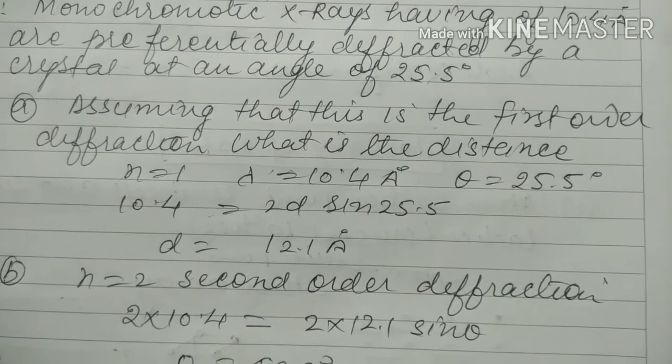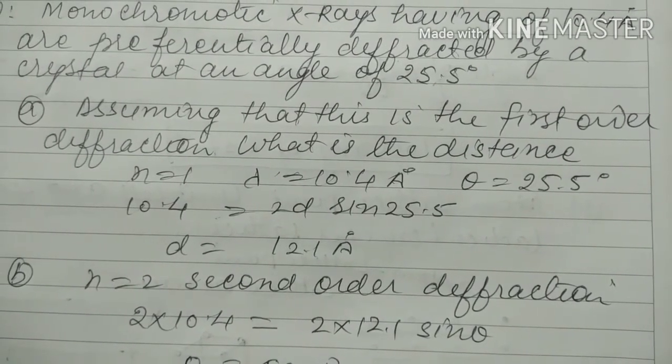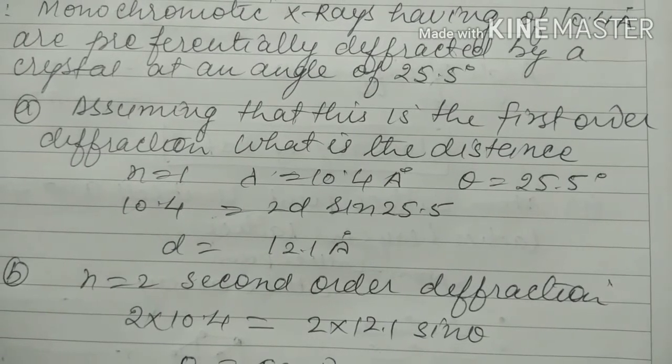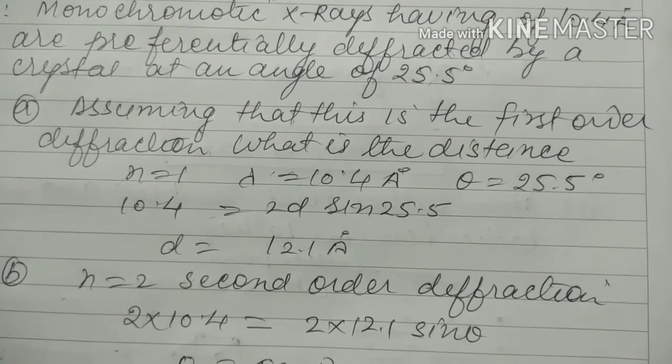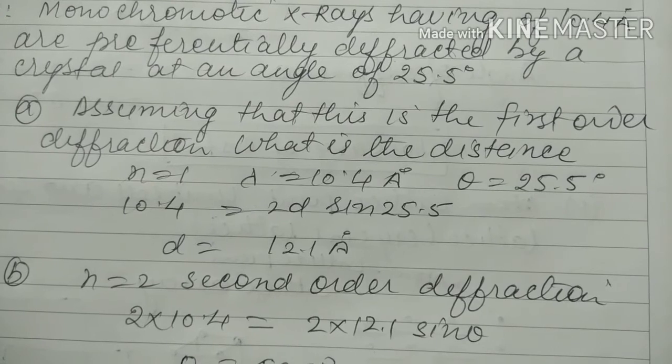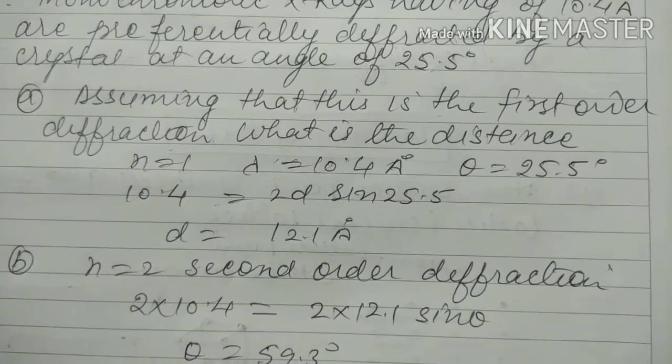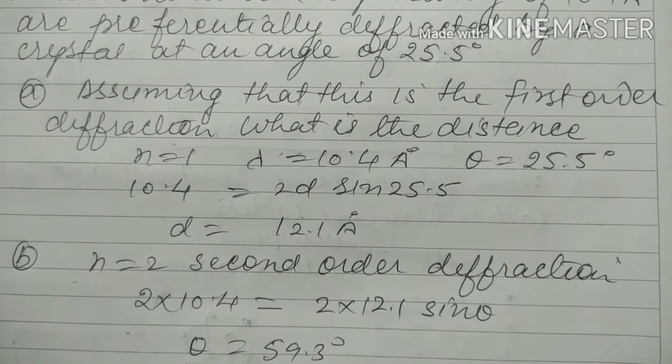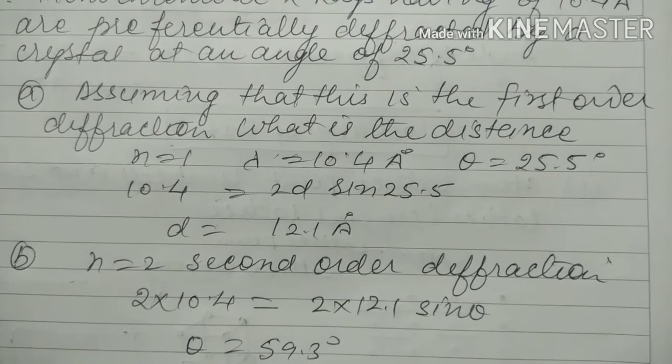The second question asks: if n is equal to 2, find the angle of diffraction, because the wavelength we already know is 10.4. So the angle of diffraction comes to 59.3.